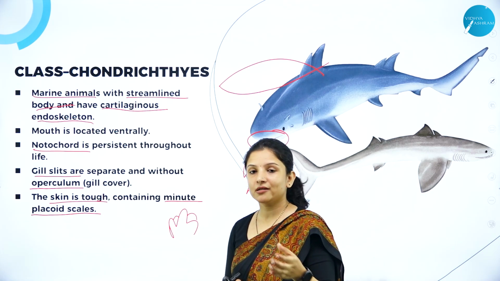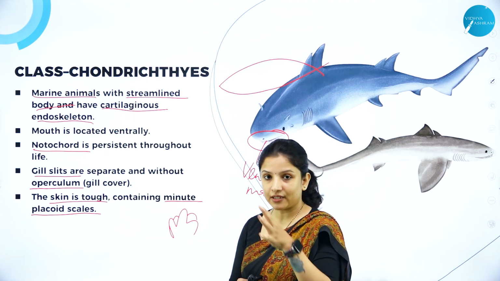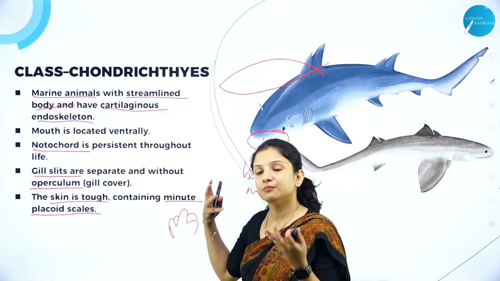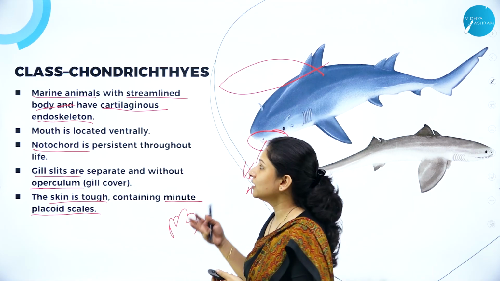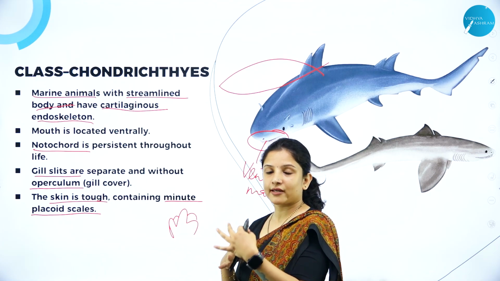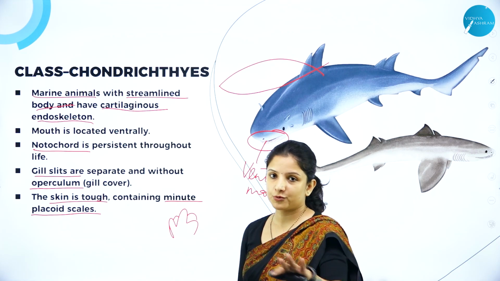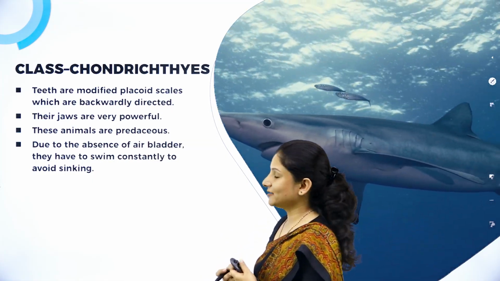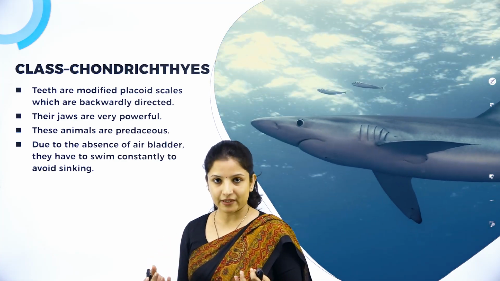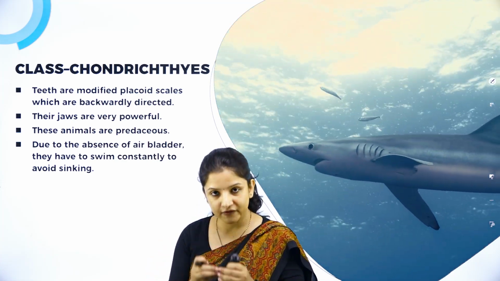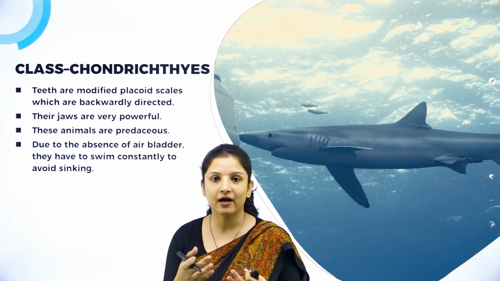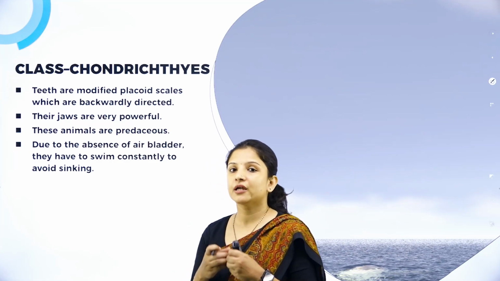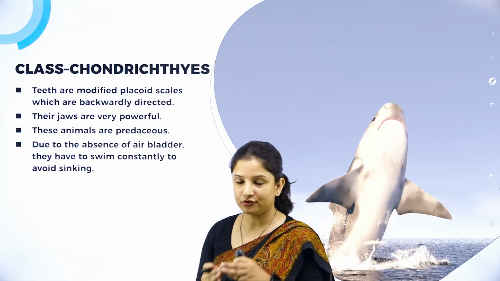Now cyclostomata body was not covered by scales. They didn't have jaws, but these have jaws. And they don't have suction. Instead, they have a mouth with jaws and with teeth. So that is why they have placed these organisms separately under chondrichthyes and not grouped them under cyclostomata. And the teeth are modified placoid scales. So I told you the body is covered by placoid scales, and some of the placoid scales get modified and they form the teeth, and these organisms have jaws. Therefore, they are placed under the division Gnathostomata.